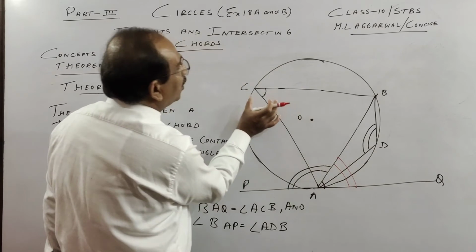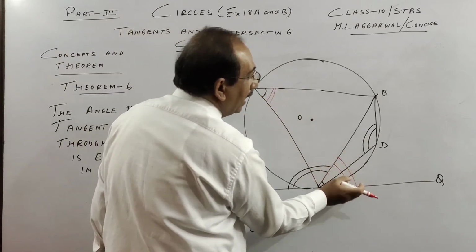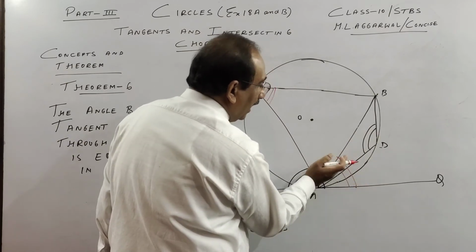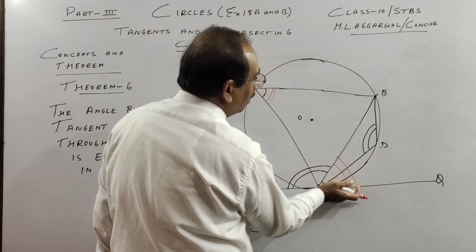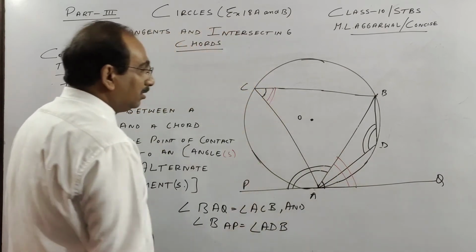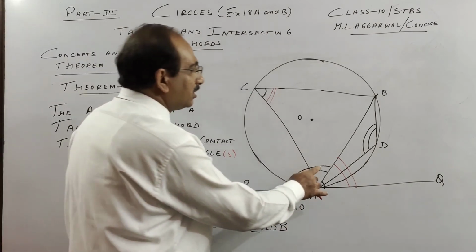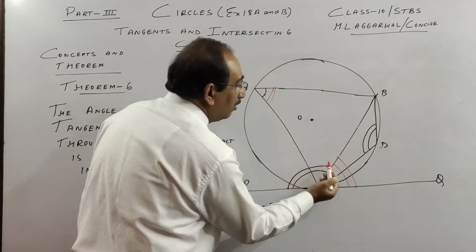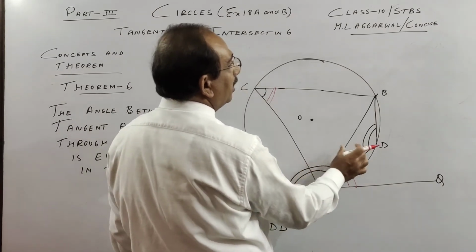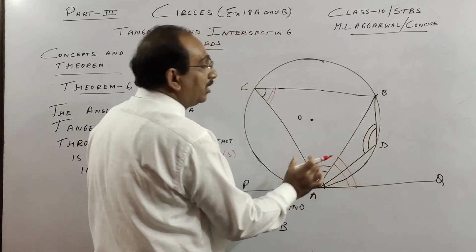So this will be equal to the angle in the alternate segment, means these two will be equal. This angle with chord and tangent, what it makes in the minor segment, is equal to the angle in the alternate segment, means in the major segment. Same way over here, see this angle is between the chord and the tangent in the major segment. This will be equal to this angle which is in the minor segment.